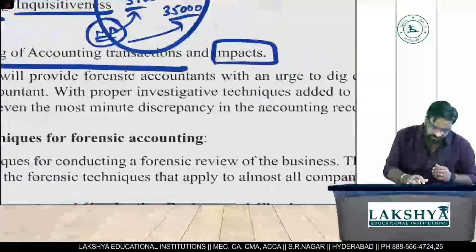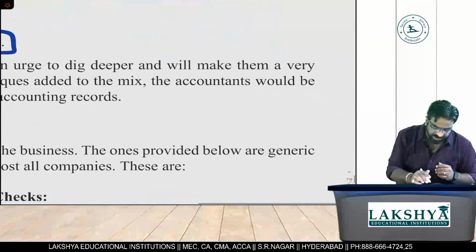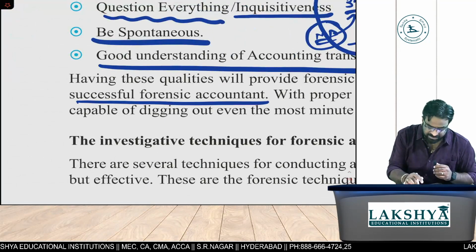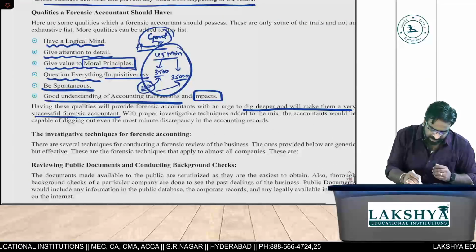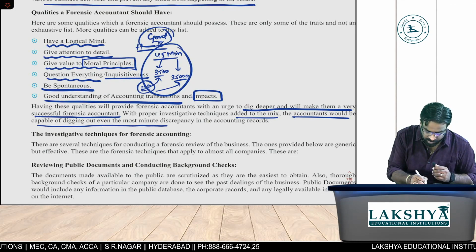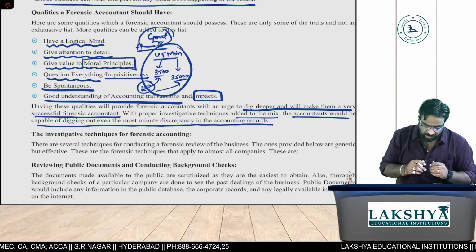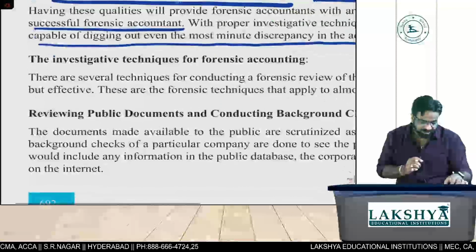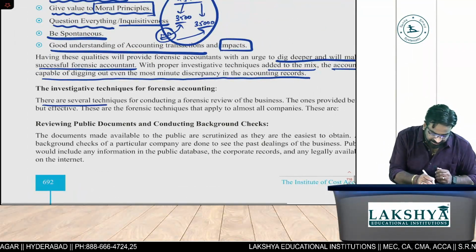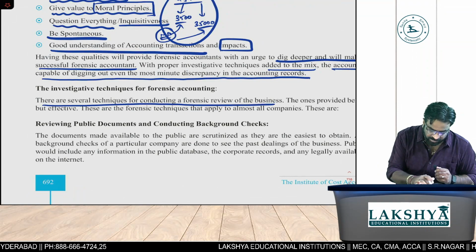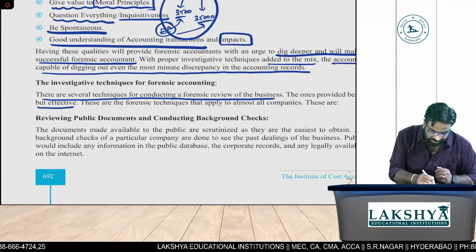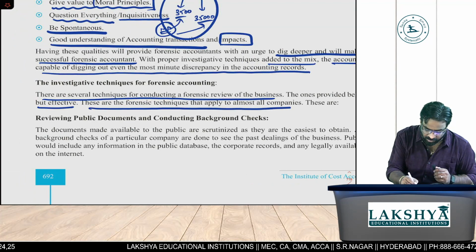Having these qualities will provide forensic accountants with the urge to dig deeper and will make them a very successful forensic accountant. With proper investigative techniques added to the mix, accountants would be capable of digging out even the most minute discrepancy in the accounting records. The investigative techniques for accounting: there are several techniques for conducting a forensic review. The ones provided below are generic but effective. These are forensic techniques that apply to almost all companies.